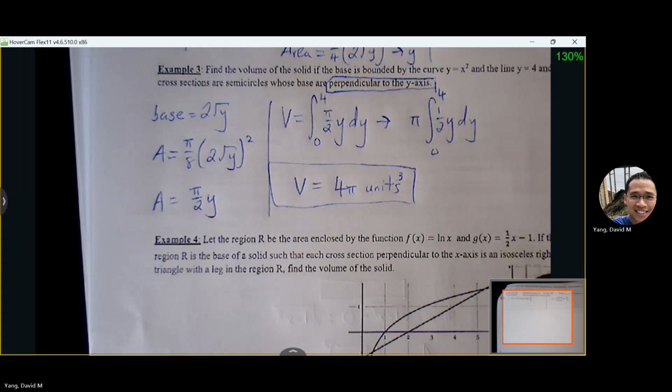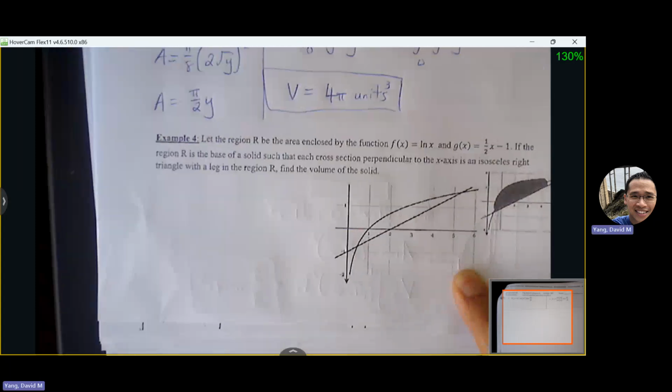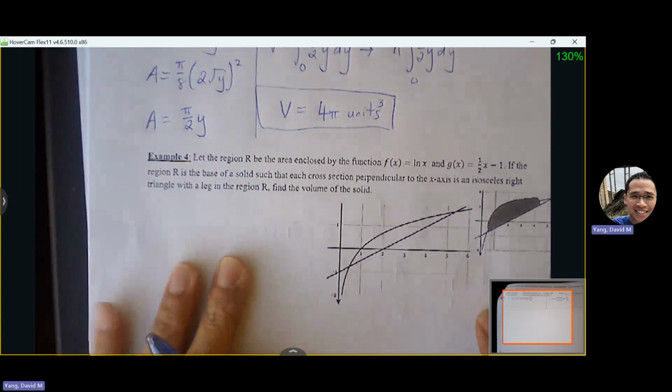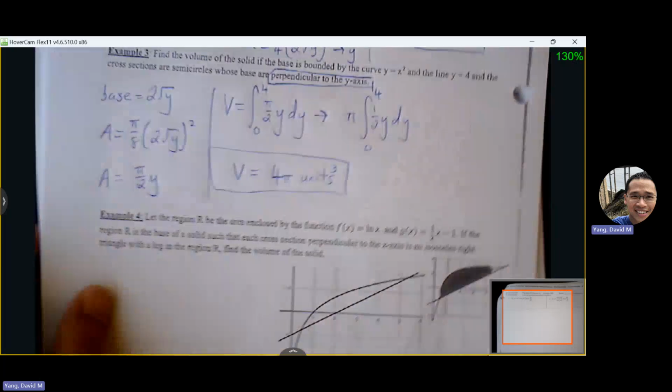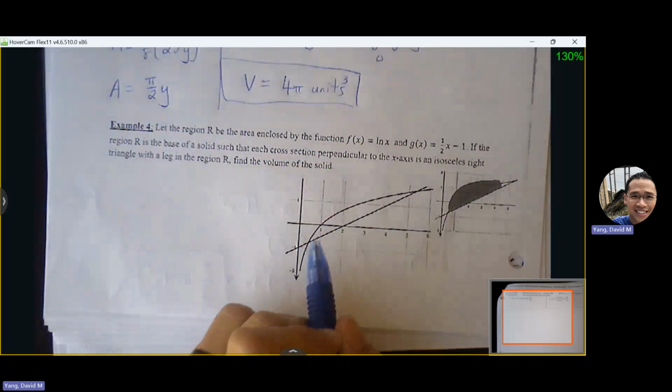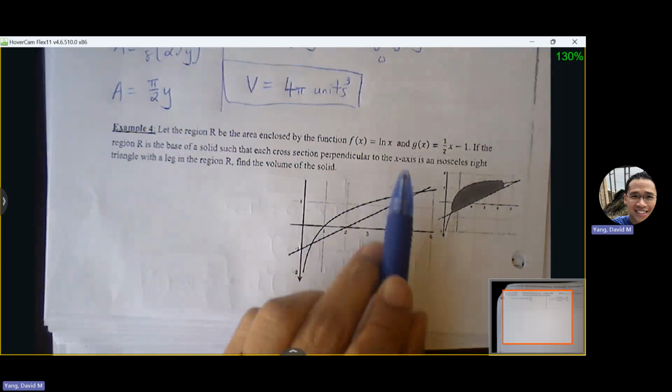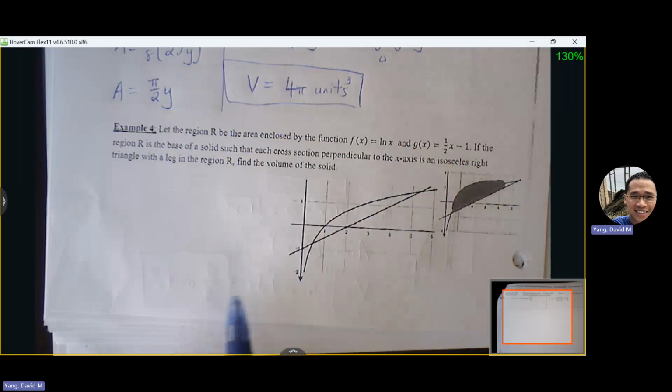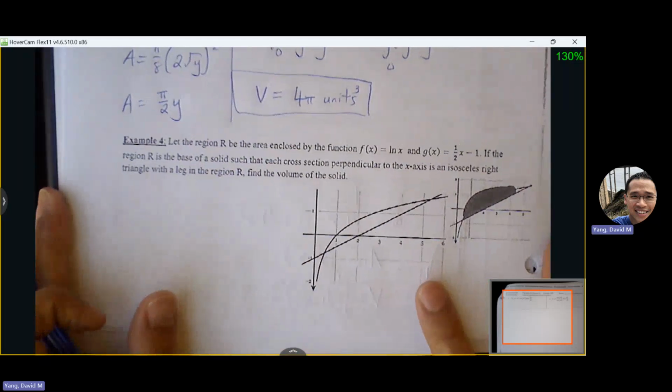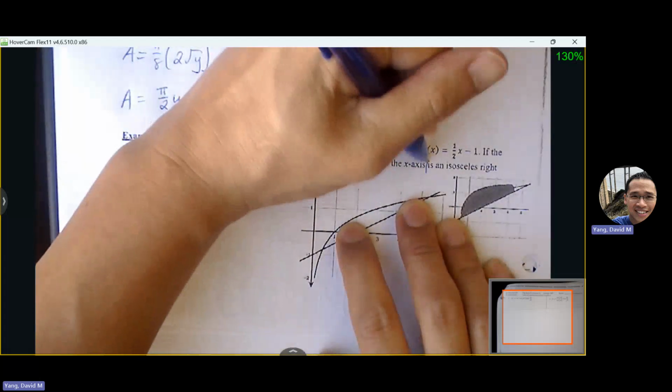All right, example 4. Let region R be the area enclosed by the function natural log of x and 1/2 x minus 1. The natural log of x is going to be the curve. The 1/2 x minus 1 is a linear graph. Region R is the base of a solid, and each cross section is perpendicular to the x-axis.